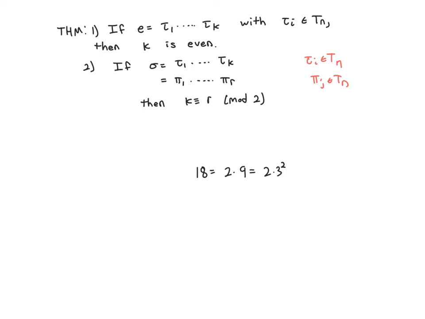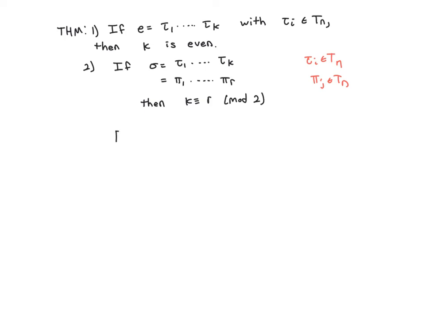Which is kind of important because the way I defined the alternating group was that you could write sigma as a product of an even number of transpositions. What this theorem states is that if sigma is an element of the alternating group, then every factorization of it into transpositions must have even length. And you might say, why do I care about that?